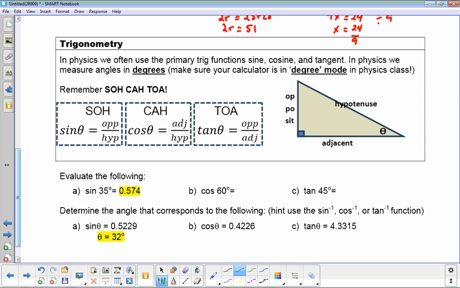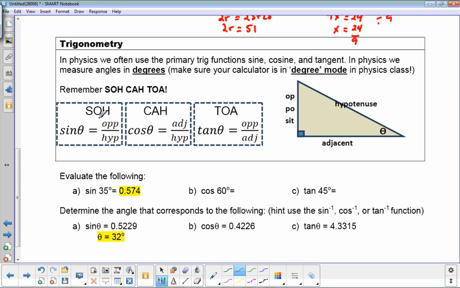So sine, cosine, and tangent. When you're doing this, you want to remember what you have in terms of your triangle. You have a right angle triangle. You have an angle. We call it theta. The longest side, the opposite from the right angle, is the hypotenuse. The side adjacent to the angle is adjacent. The side opposite the angle is my opposite.